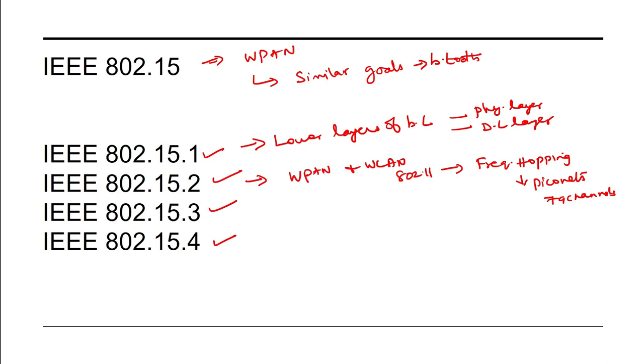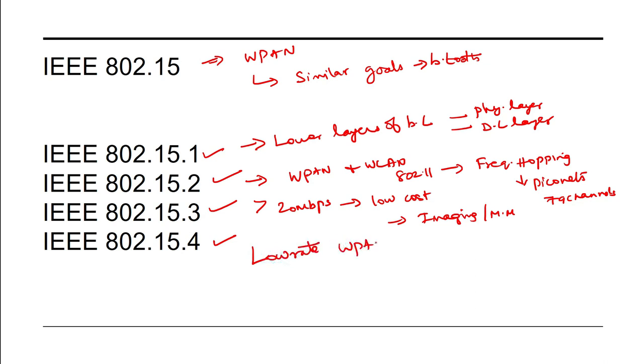So IEEE 802.15.3 provides a data rate of greater than 20 Mbps, and it is used for low cost imaging and multimedia applications. And next comes IEEE 802.15.4, which is the low rate WPAN. So low rate, LR, wireless personal area networks.